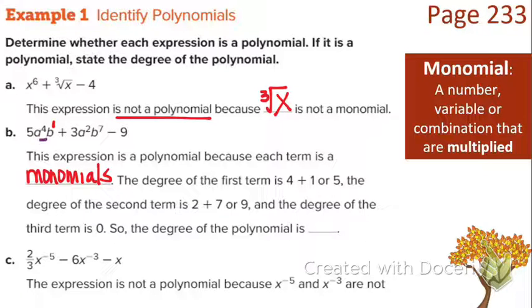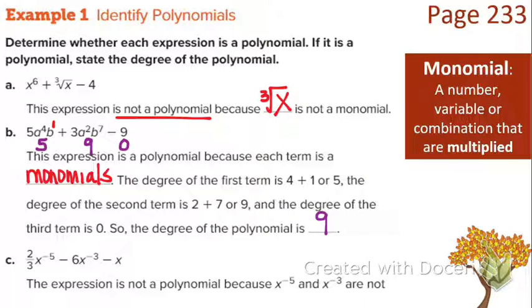So 4 plus 1 is 5. 2 plus 7 is 9. And this doesn't have a variable, so the degree of this last term is 0. Now, which one of these is the highest number? 5, 9, or 0? 9. So the degree of this comes from the second monomial. So the degree of this polynomial is 9.